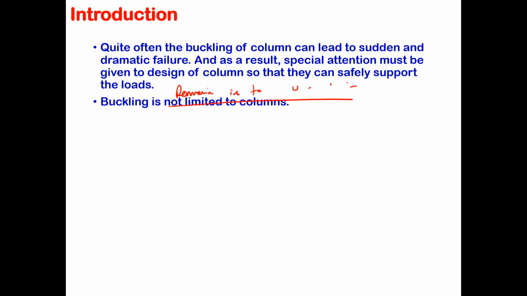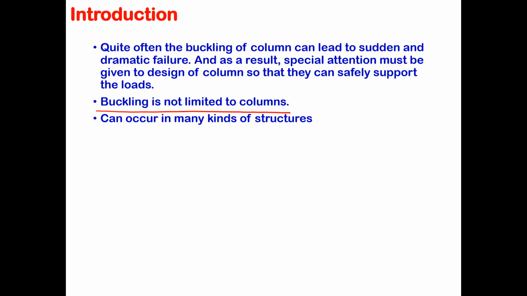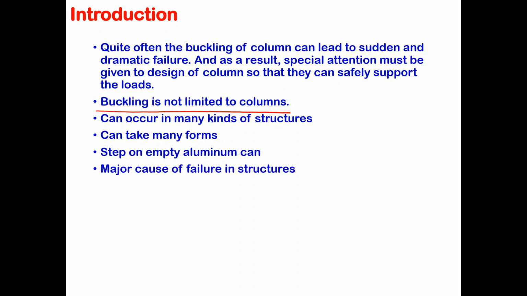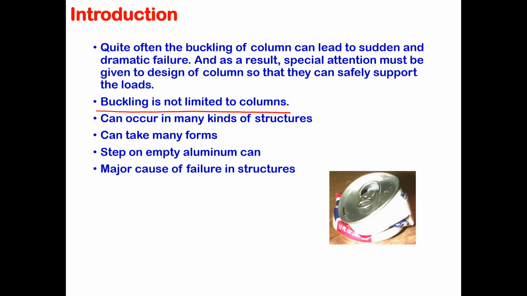Okay, and you just have to keep in mind that buckling is not limited to columns, but you already know that because we have seen a visualization of buckling of shells. But the analysis we are going to do is related to buckling of columns. Buckling can occur in many kinds of structures. It can take many forms. A very common example of buckling failure, not buckling of a column, in this case shell buckling, is when you step on an aluminum can. And in general, buckling is one of the major causes of failures in a structure.